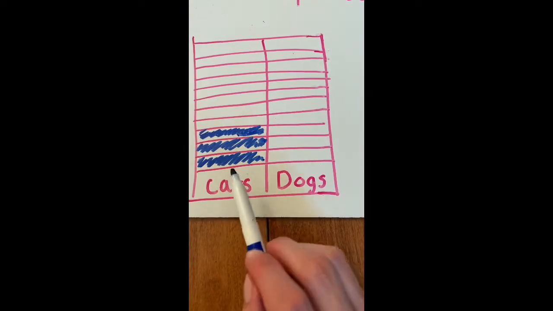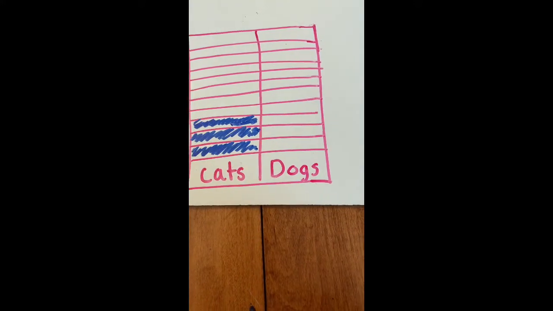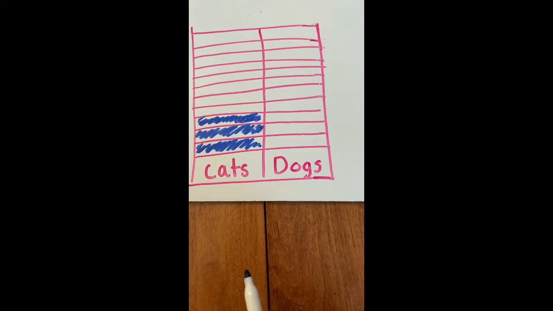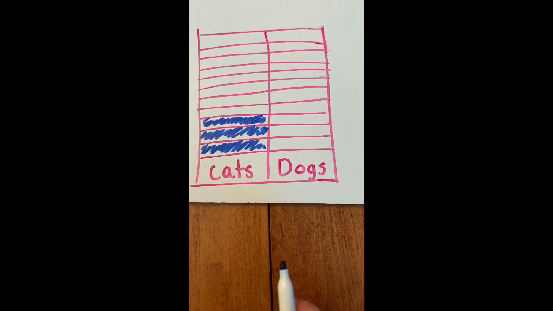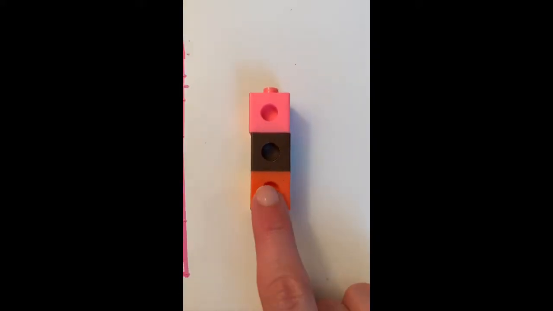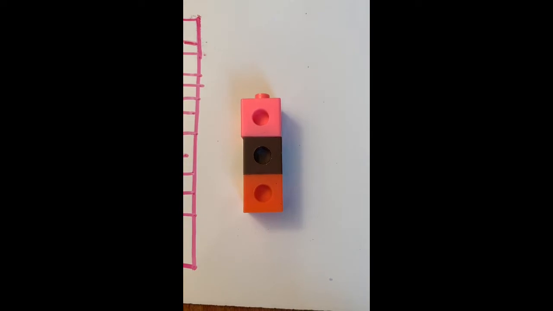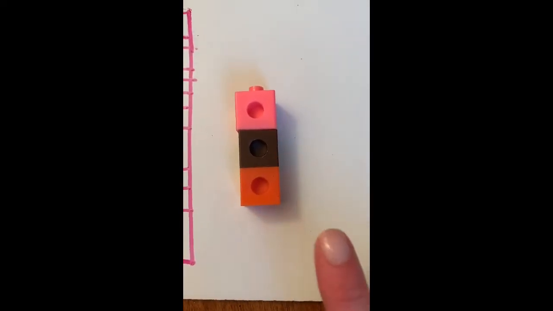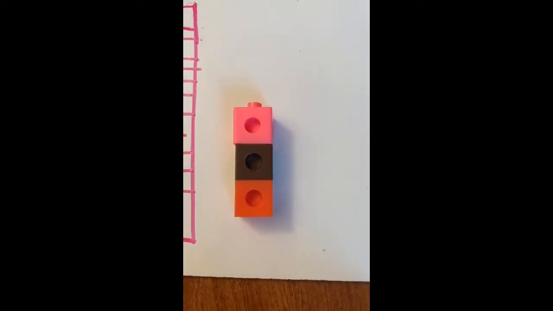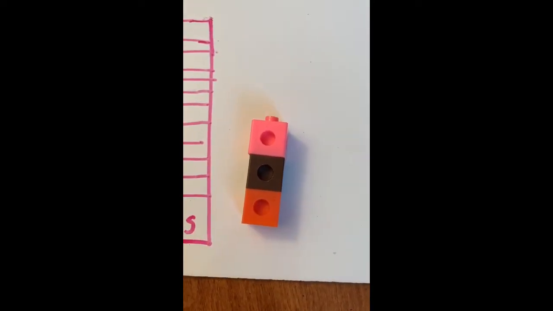So we know 2 more people like dogs than like cats. So we need to figure out what is 2 more than 3. So to do that, I'm going to use cubes. So here I have built 3 cubes for the 3 people who like cats. So let's check my work and count to make sure I have the right number of cubes. So 1, 2, 3.